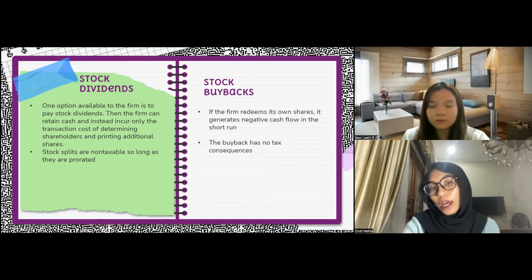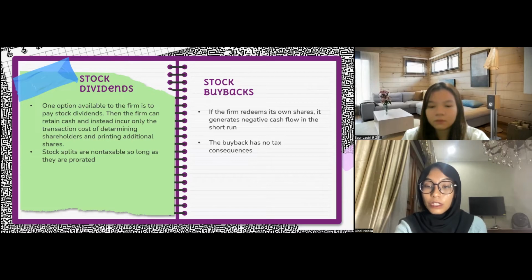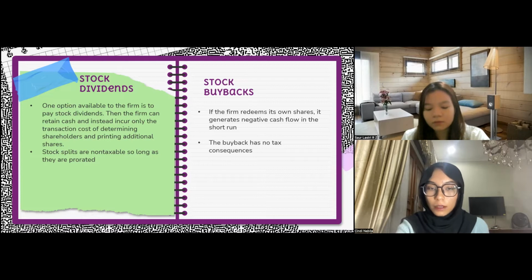Next up we have stock buybacks. If the firm redeems its own shares, in this case maybe purchasing treasury stock, it generates a negative cash flow in the short run. However, in years after the buyback, more cash can be retained because fewer dividends need to be paid. And there is an increase in value if earnings per share increase due to there being fewer shares outstanding.